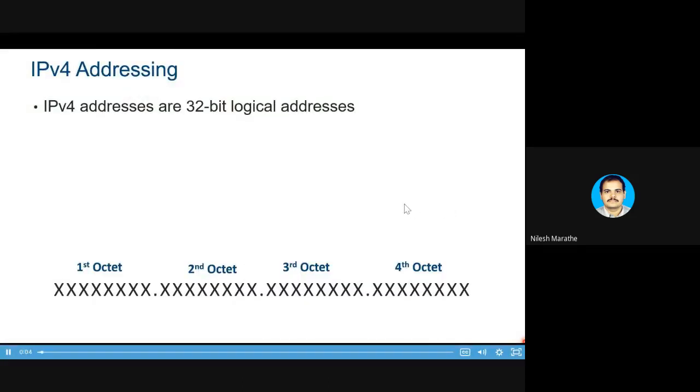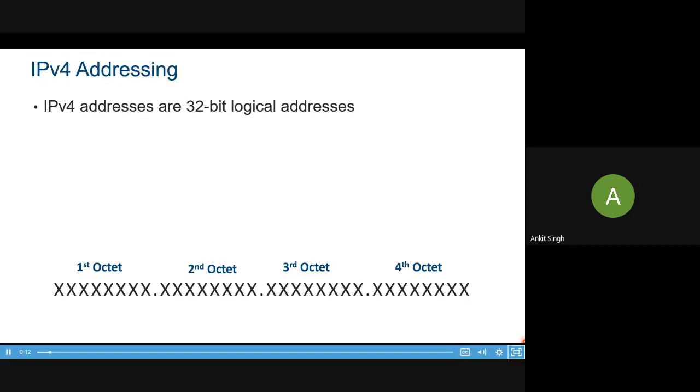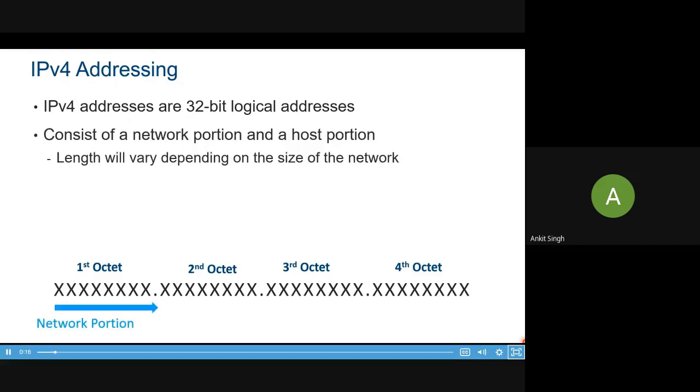All devices on an IPv4 network need a 32-bit logical address in order to communicate. The 32-bit logical IPv4 host address consists of a network portion, or network ID, on the left and a host portion, or host ID, on the right. The length of these depends on the size of the network. Larger networks will have a longer host portion.